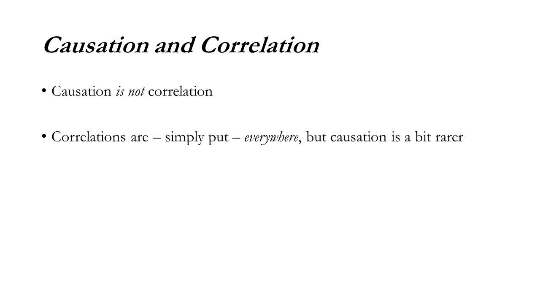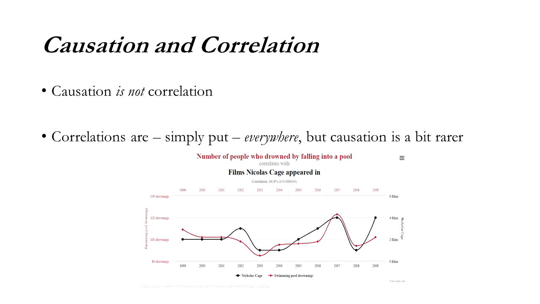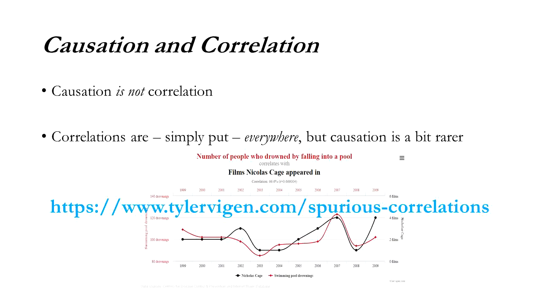If you're interested in finding out more of these correlations, check this out. You can go to this website here. I'm illustrating the number of people who drowned by falling into a pool and how that correlates with films that Nicolas Cage has appeared in.